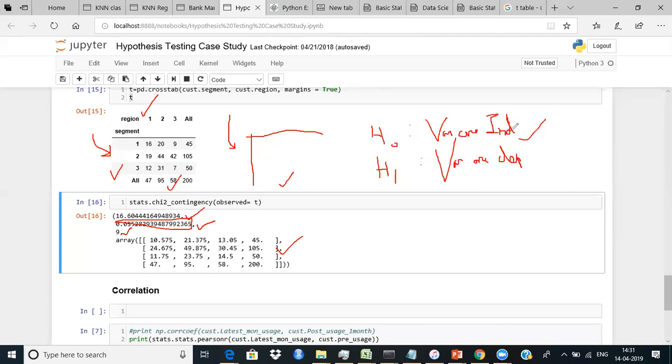Now, what do you not understand from this? The p-value is greater than 5%, right? The p-value is 0.55, so it is 55%.